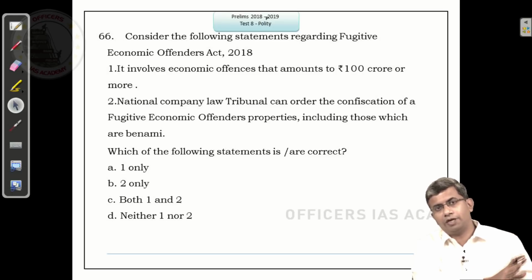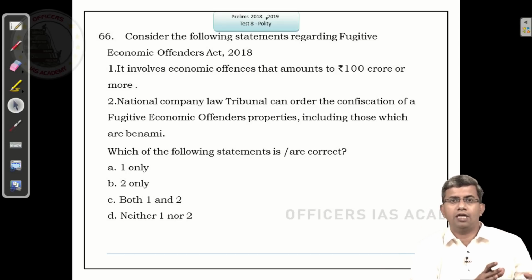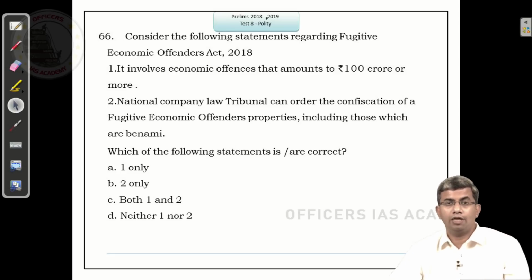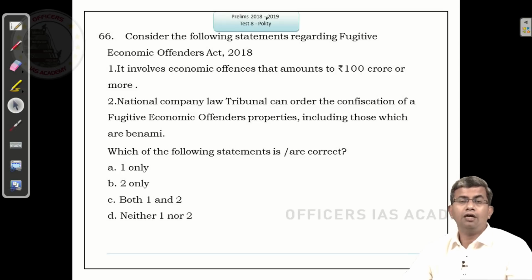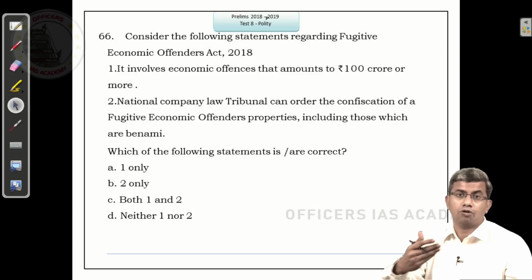The recent act which was enacted and made operational is the Fugitive Economic Offenders Act, and Mr. Vijay Mallya has been named as the first fugitive economic offender. He has the dubious distinction of becoming the first Indian citizen to be named as a fugitive economic offender under the Fugitive Economic Offenders Act of 2018. So because of that, there could be questions related to that.